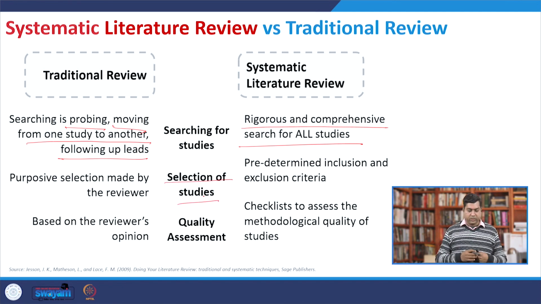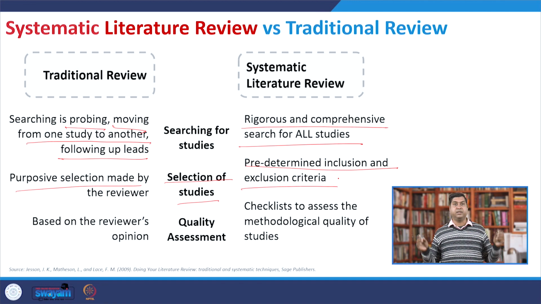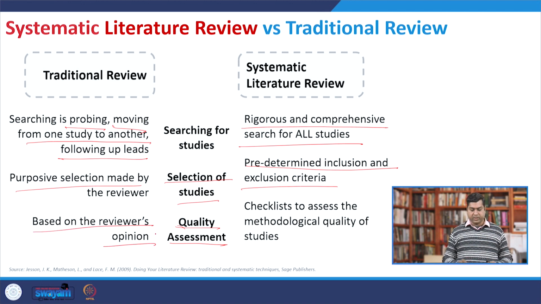Selection of studies for the traditional review is much more purposive selection made by the reviewer, that I can pick up based on my convenience. In case of SLR, we have predetermined inclusion and exclusion criteria that you fit into the search. Now, quality assessment is based on the reviewer's opinion.